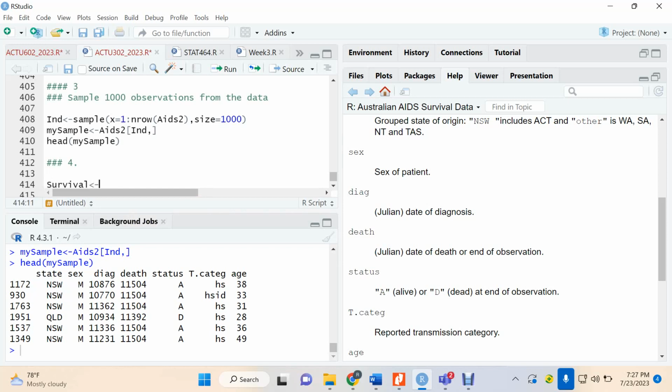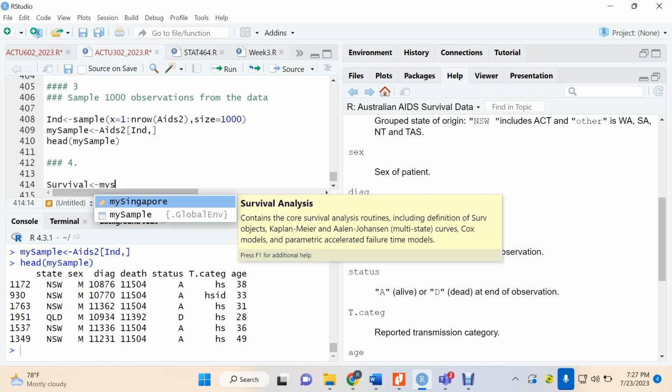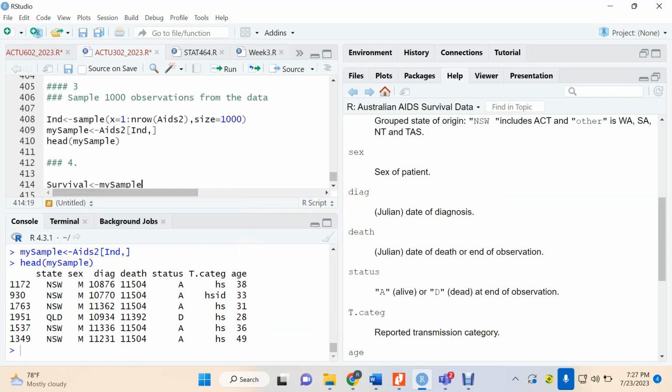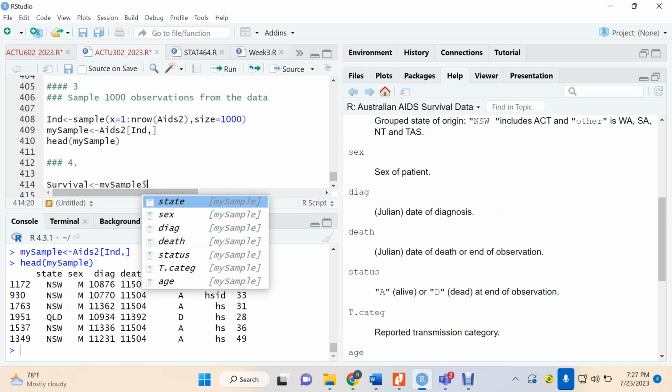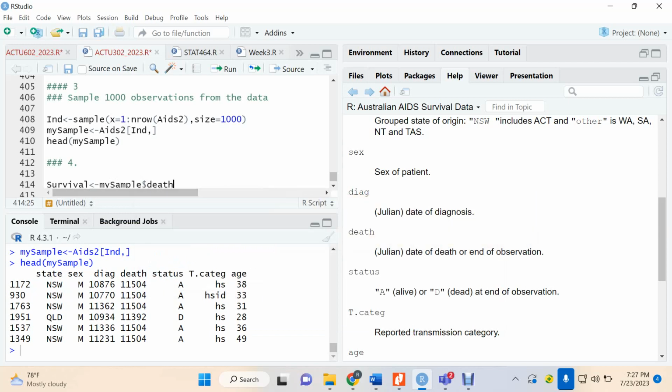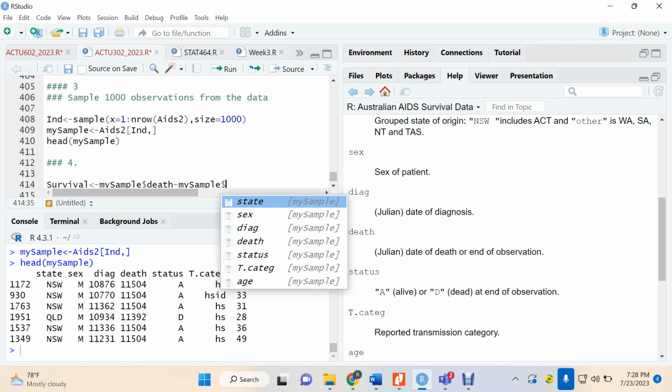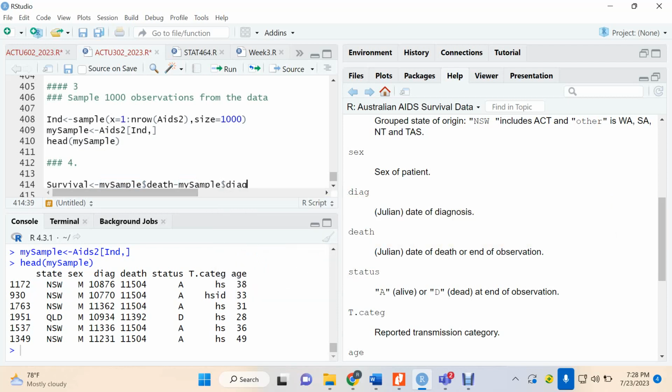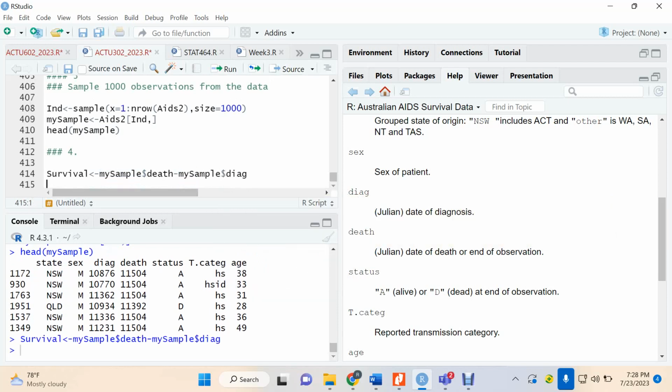So here, if I want my survival time, I call my sample, and then the death date, that will be the end. Then I subtract the, what do we call it, the date that the disease was diagnosed, right? This. When I do this, I'll have my survival time.